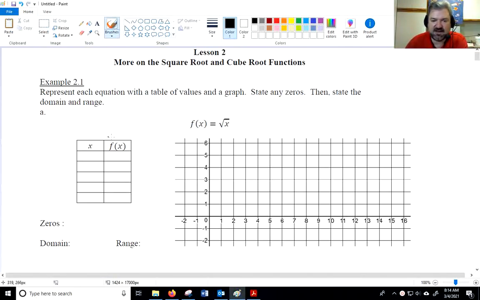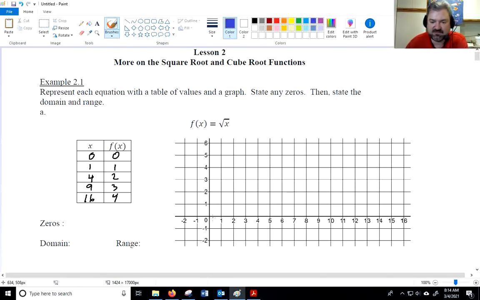I have f of x is the square root of x. The smallest number we can square root and get a real value is 0. 1 has a perfect square root, and the next perfect square occurs at 4. The next perfect square is 9, and then 16. The square root of 0 is 0. Square root of 1 is 1. Square root of 4 is 2. Square root of 9 is 3. Square root of 16 is 4. It's as simple as that.